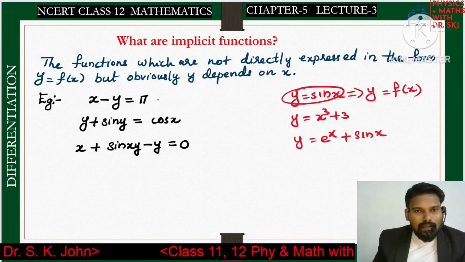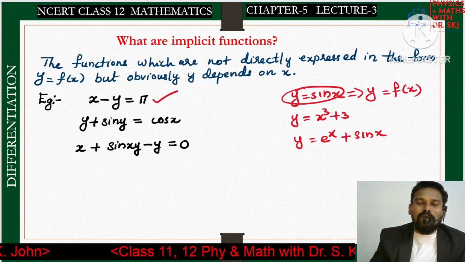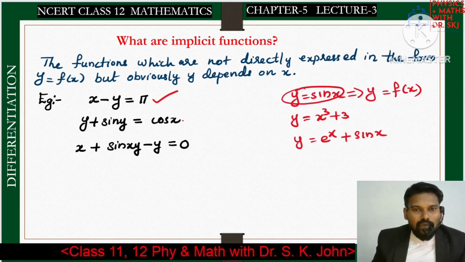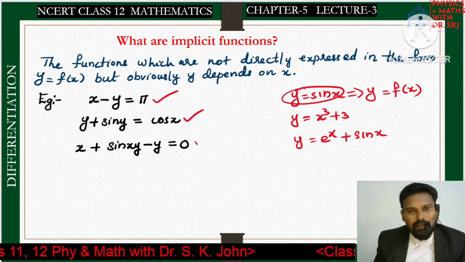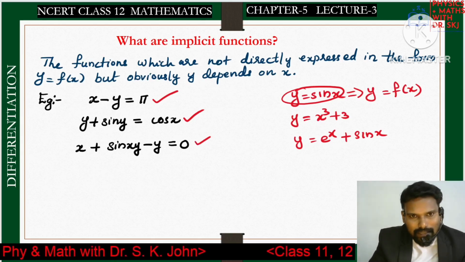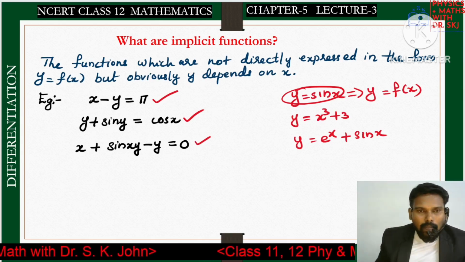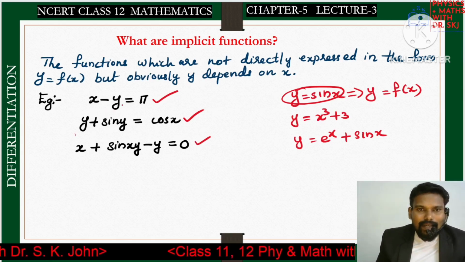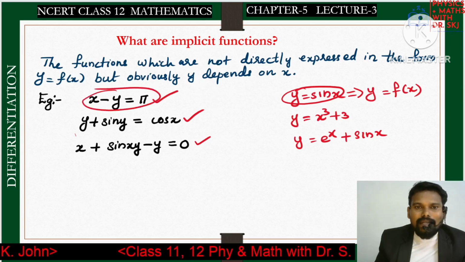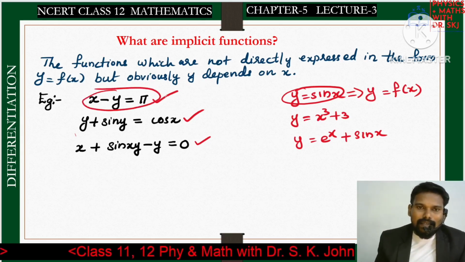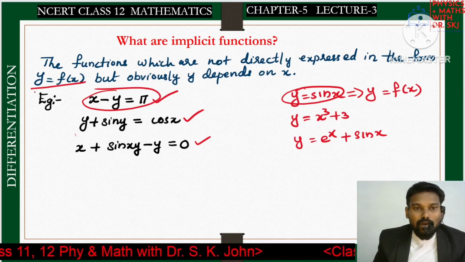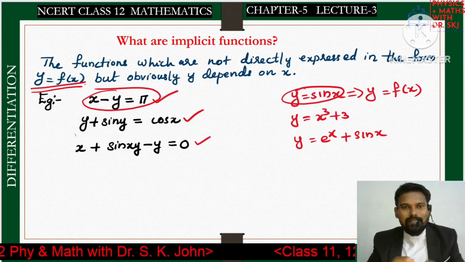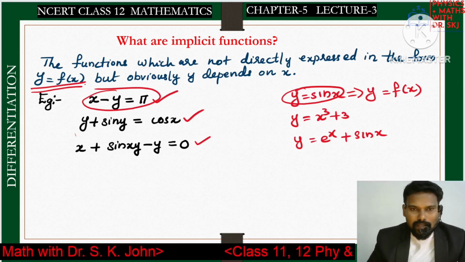But see these functions: x minus y equal to pi, y plus sine y is equal to cos x, x plus sine xy minus y equal to 0. These are some examples of implicit functions. In these functions, it is very clear that x and y are related, but it is not expressed in the form y equal to f of x.